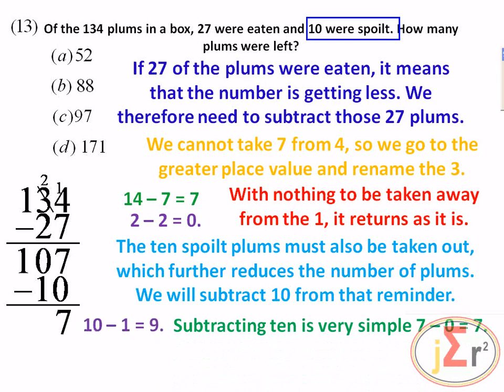And we intend to say 1 from 0, we can't. And if we go here and rename the 1, it is the same thing, or the same effect, as if we say 1 from 10. 10 subtract 1, or 10 take away 1, and that will give us 9.